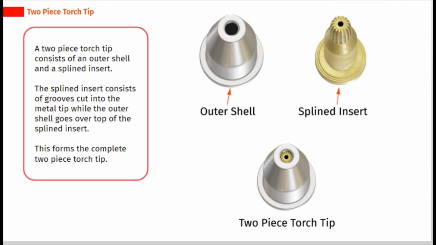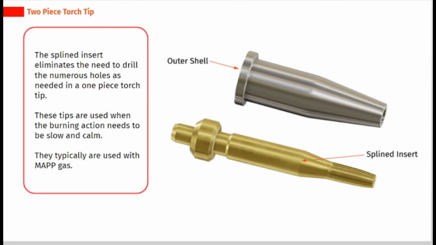A two-piece torch tip consists of an outer shell and a splined insert. The splined insert consists of grooves cut into the metal tip while the outer shell goes over top of the splined insert. This forms the complete two-piece torch tip. The splined insert eliminates the need to drill the numerous holes needed in a one-piece torch tip. These tips are used when the burning action needs to be slow and calm. They typically are used with MAPP gas.